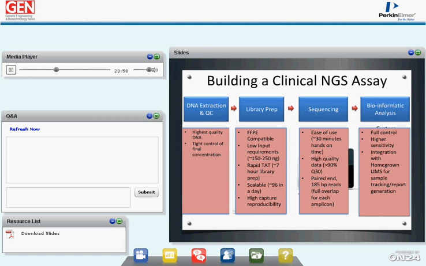On the bioinformatics side, we chose to go homebrew to give us full control. This allowed us to get higher sensitivity by developing different software tools, different algorithms that really push the envelope and push the limits of detection. And then we were able to integrate this into what we've built in terms of a homegrown LIMS that allowed us to do everything from sample tracking all the way through the final report generation.